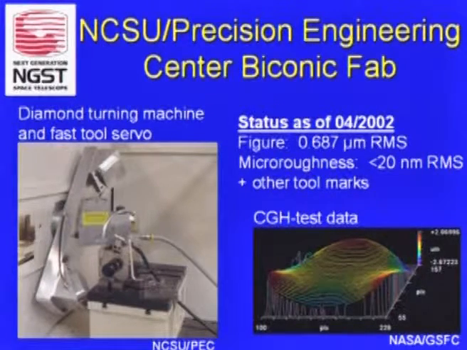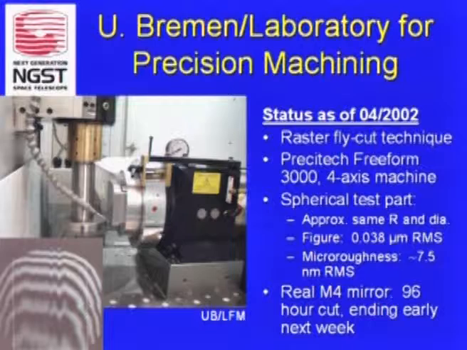The other company or institution that we're working with is the Laboratory for Precision Machining at the University of Bremen. They're using a Precitech machine for raster fly cutting the part. This is a picture of it in action. They've gotten some good numbers on some test parts, which are spherical, but we expect some results from this biconic mirror within the next few weeks as well. Things are going quite well at both institutions.